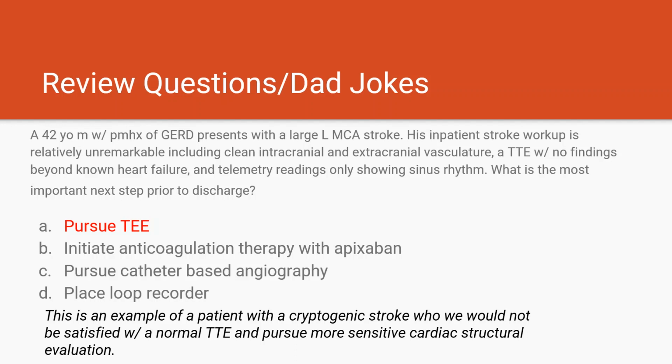A, pursue a TEE. So this is an example of one of those patients with a cryptogenic stroke who we would not be satisfied with a normal TTE. These patients include young healthy folks without risk factors, or people who we suspect endocarditis in, such as drug users or bacteremic patients. In these patients, it's important to obtain more sensitive cardiac structural evaluation, so we either use a TEE or cardiac MRI.